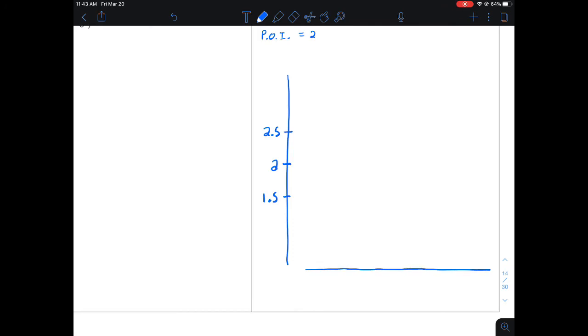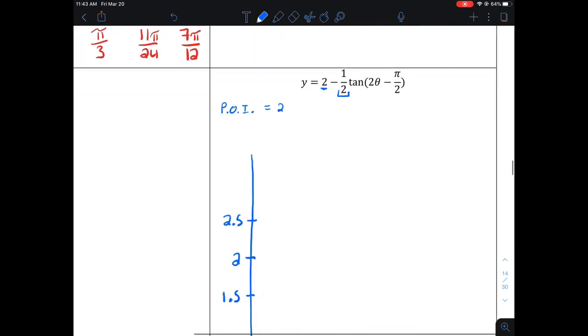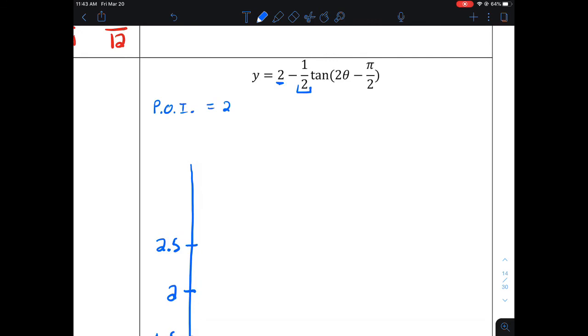Now I want my horizontal scale. Well, I got to find my period. The period of tangent should be pi. However, by multiplying the input variable by 2, I need to divide pi by that number, so my period is pi over 2. And to plot all of our points, we're going to quarter our period, which is going to make pi over 8 radians. So every mark on my x-axis is going to be pi over 8 radians from the one before it.